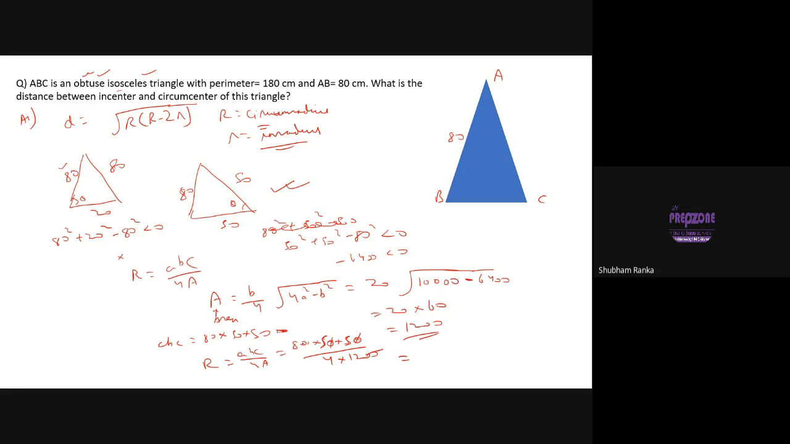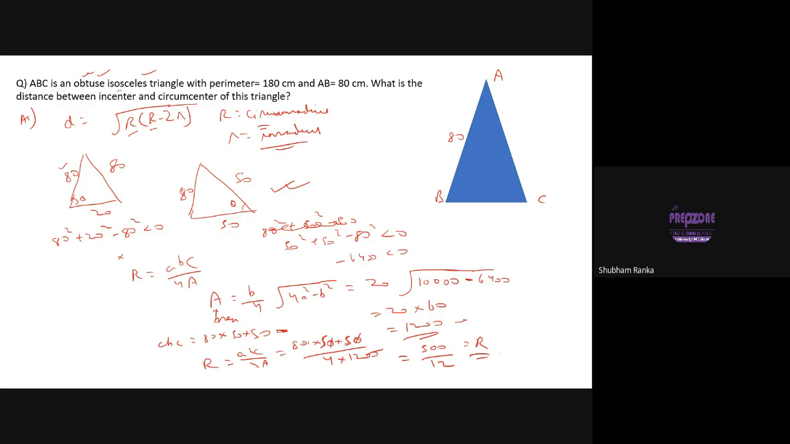So this 4 and 80 get cancelled by 20, so this is 500 by 12. This is capital R. So let me check the calculation here. So 20 into 500 by 12. Yeah. So capital R is 500 by 12. So we know this number now. We need small r. Small r again simple.